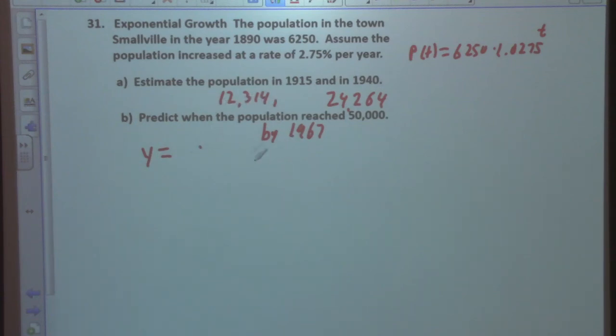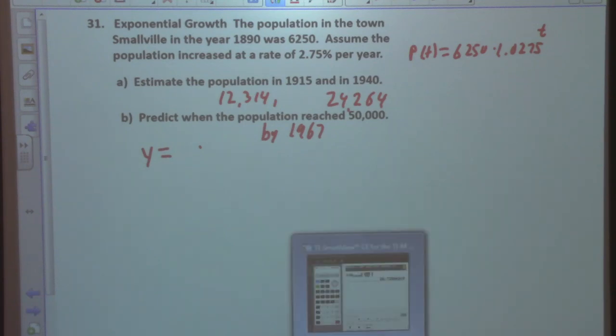How did you do part B? I just figured out when it reached 50,000. Did you use a table for that? So she used a table and then got to that and added, was it 77? Oh, no, I just plugged in 77 to the actual problem. I just started plugging in years. Oh, you started plugging in?